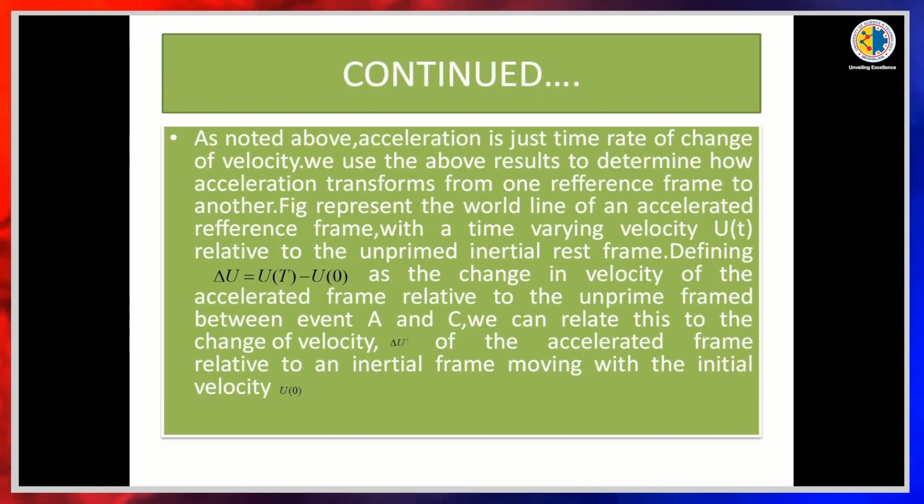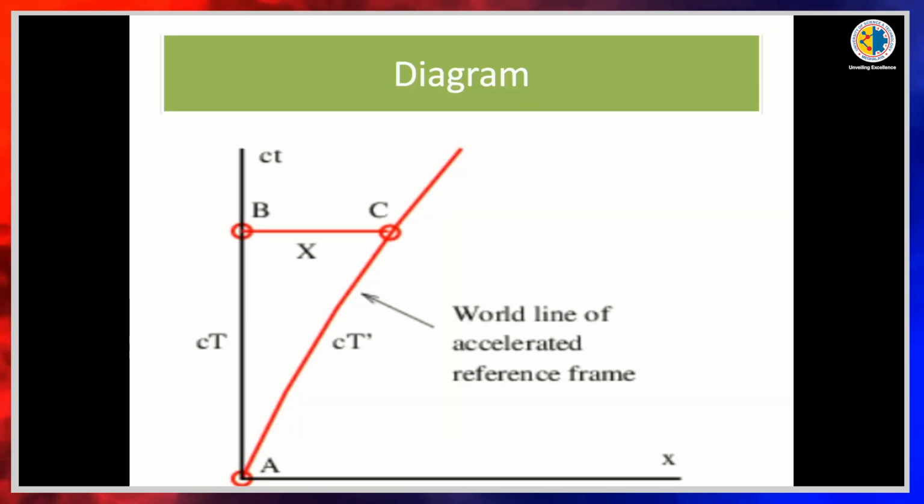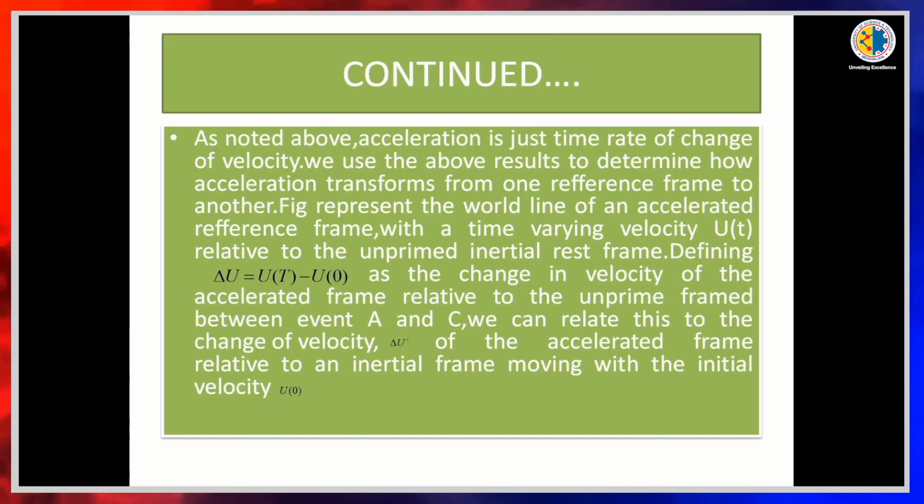Defining delta u equal to u(t) minus u0. So, delta u means the change in velocity, u(t) is the velocity at the final position, and u0 is the velocity at the initial position. It is the change in velocity of the accelerated frame relative to the unprimed frame between events A and C. So, two events are considered here in this picture, A and C. We can relate this to the change of velocity delta u dash of the accelerated frame relative to the inertial frame moving with the initial velocity u0.